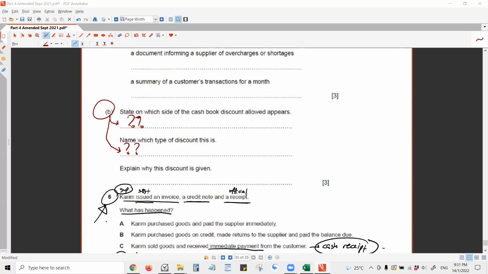Okay, so answers are: debit side. So you see, it's important to know on the debit side of cash book, what discount you have there. It is discount allowed. On the credit side, you have the discount received. Because they may ask you, where does each appear? So debit side, this is a cash discount.